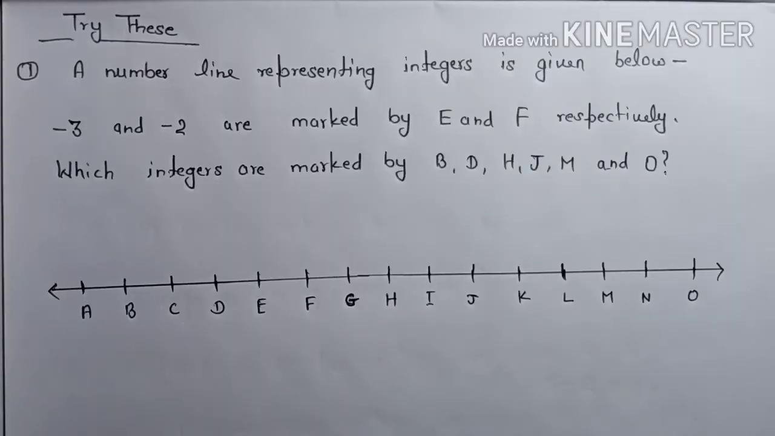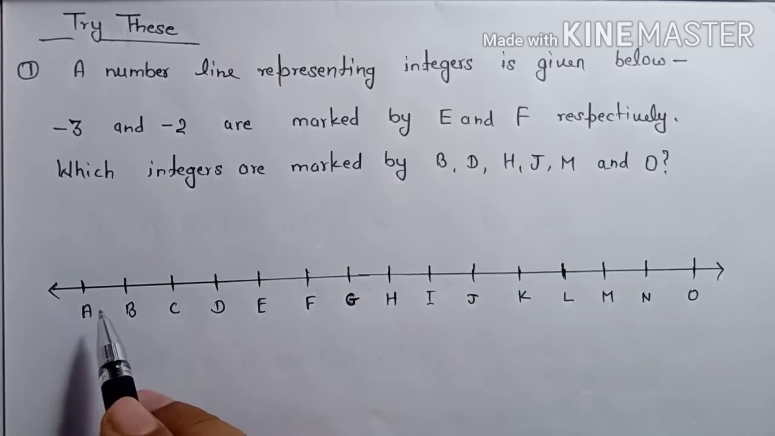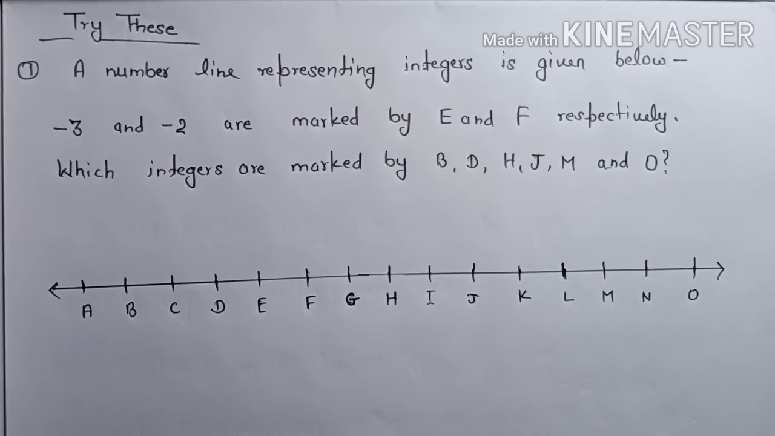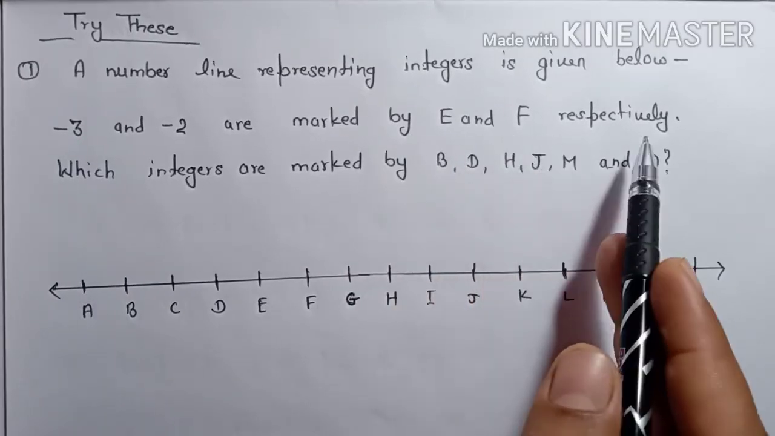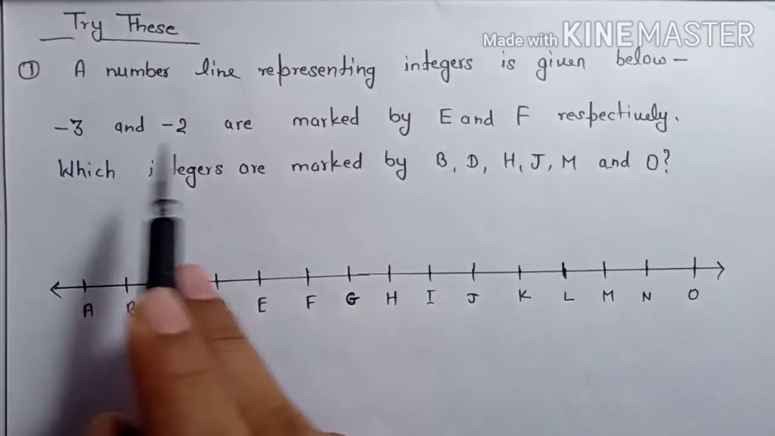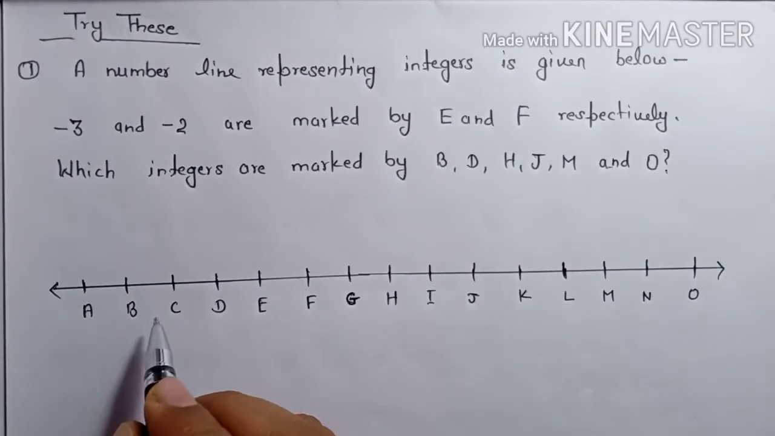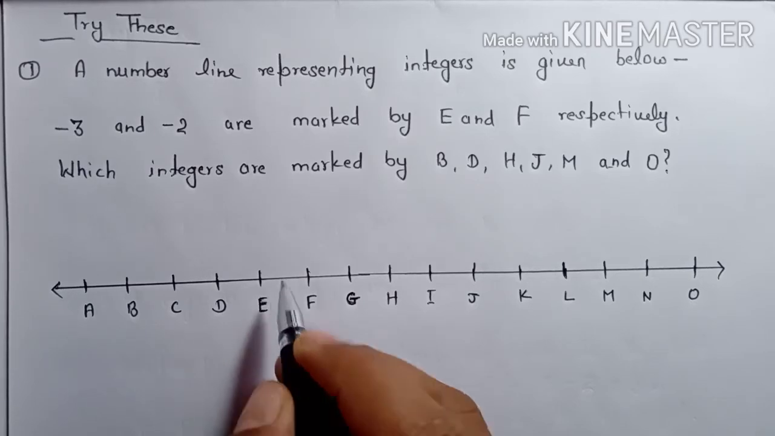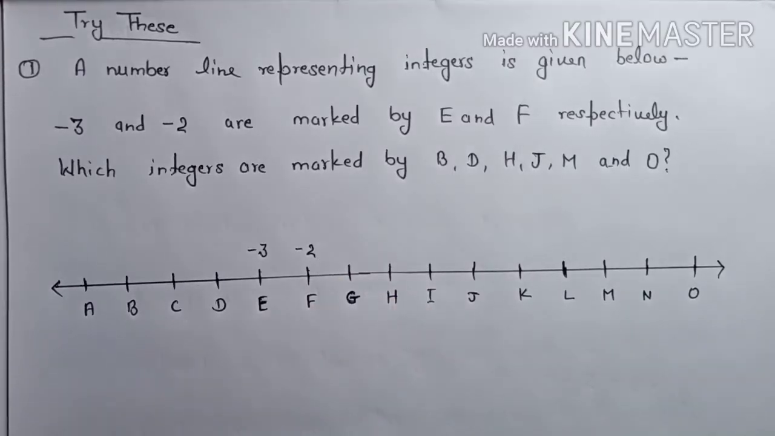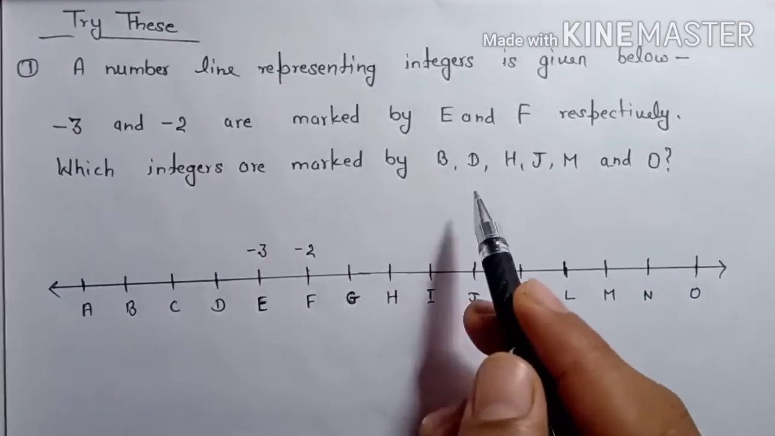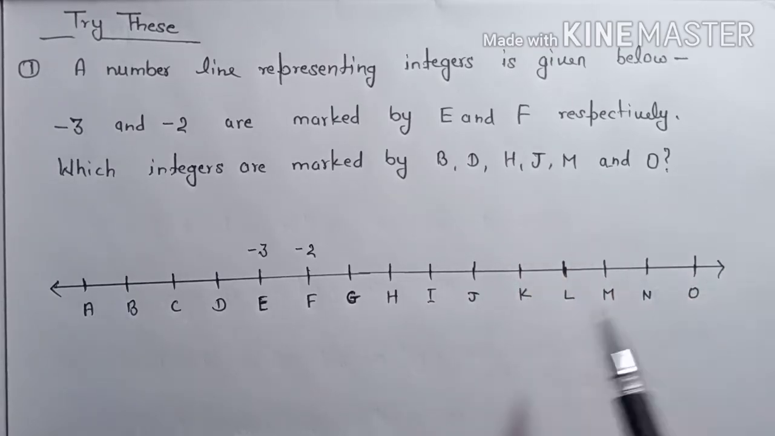So we have a question from a table. Try these. And first question is our classwork. A number line representing integers is given below. There is a number line and here this number line represents integers, and -3 and -2 are marked by E and F respectively. Means E is -3. So here is E and this is -3 and F is -2. So the question is, which integers are marked by B, D, H, J, M and O?